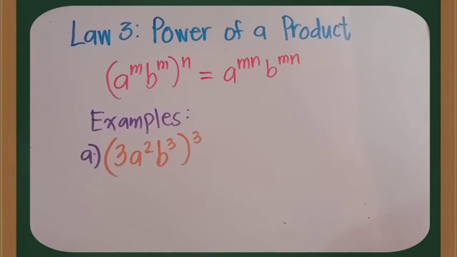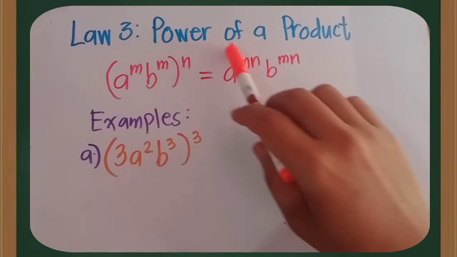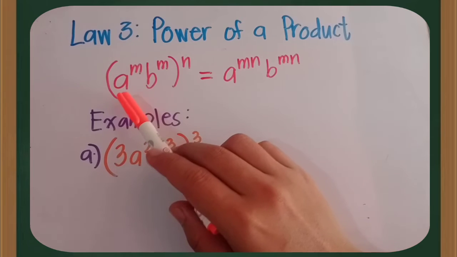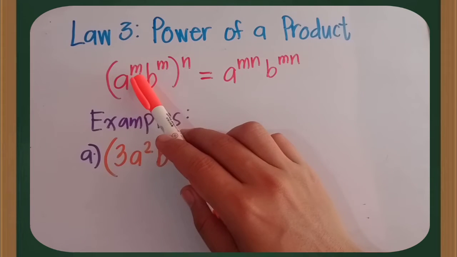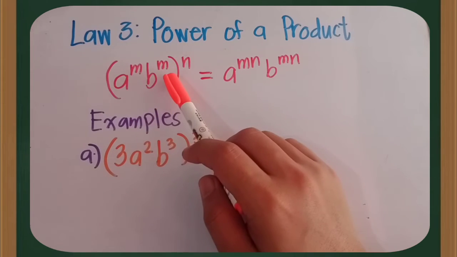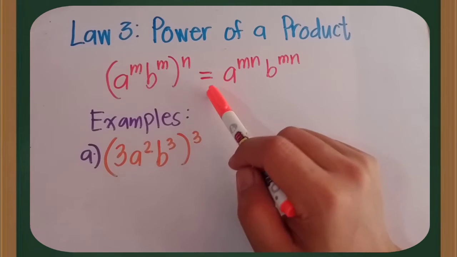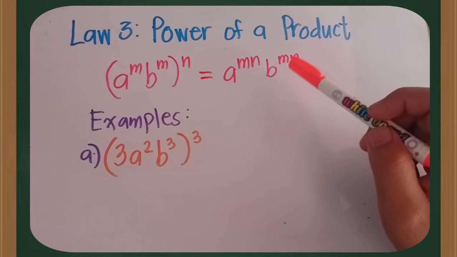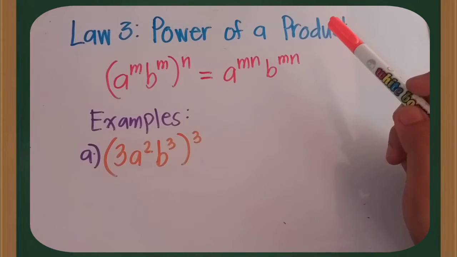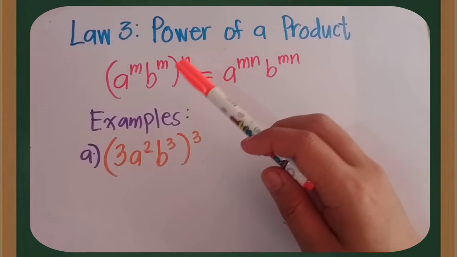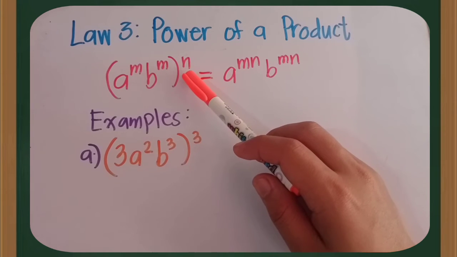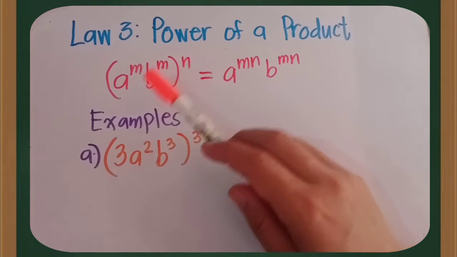Now let's have the third law of exponent, which is the power of a product. This law states that A raised to the power of M, B raised to the power of M, raised to the power of N is equal to A raised to the power of MN and B raised to the power of MN. So, what do we do? The exponent on the outside, we multiply it by each exponent on the inside.